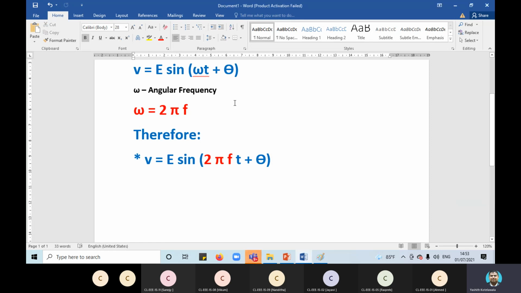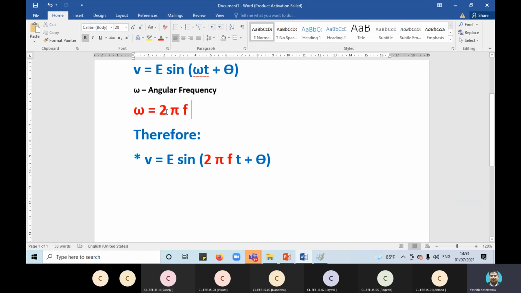Appreciate. Okay, right. So 2 pi in radians. Pi in radians represents half a cycle, 180 degrees. So 2 pi means it represents a complete cycle.